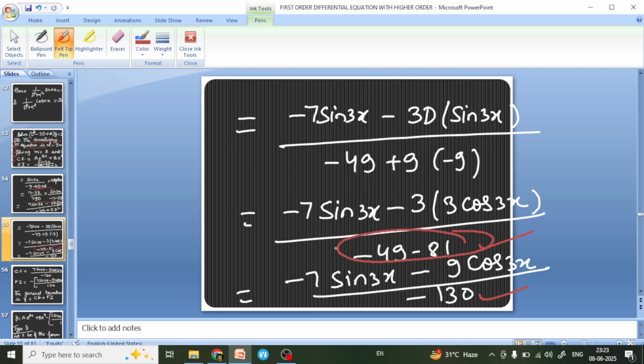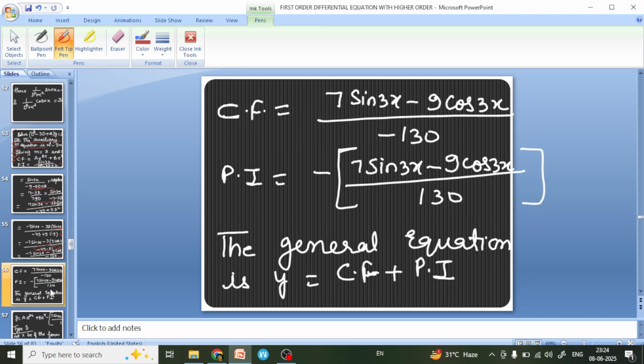The numerator will be minus 7 sin 3x minus D sin 3x, and the derivative of sin 3x is 3 cos 3x, it is a formula, so we write that here, and after multiplying we find minus 9 cos 3x. The CF will be complementary function, 7 sin 3x minus 9 cos 3x over minus 130, so PI is equal to minus 7 sin 3x minus 9 cos 3x over 130, and after adding both, we will find the general equation.